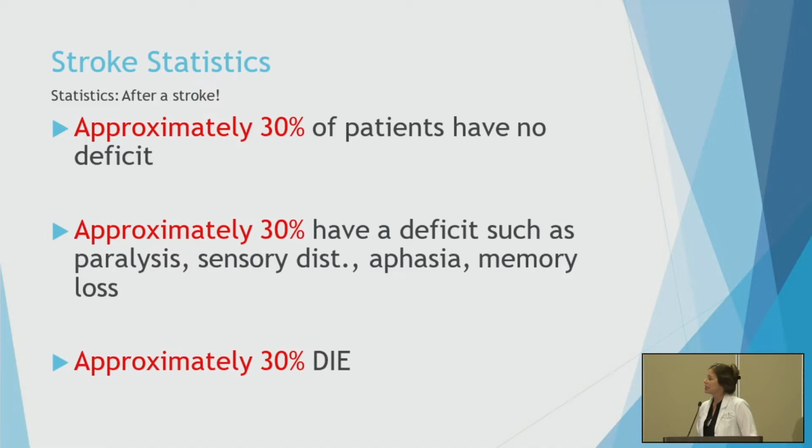Stroke statistics. After a stroke, approximately 30% of patients will have no deficit. Approximately 30% of patients will have some form of deficit, whether it be paralysis, sensory disturbance, aphasia, or memory loss. And then 30% of patients after a stroke will die. And so I think patients need to be made aware of these statistics because they are somewhat alarming.